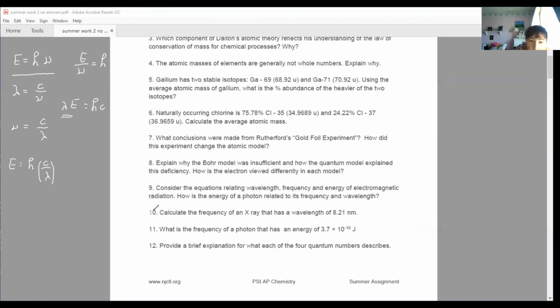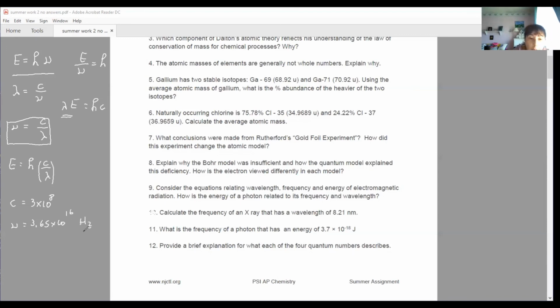Number 10, calculate the frequency of an X-ray that has a wavelength of 8.21. So you have the wavelength, so you use this equation for frequency, right? Don't forget that c is equal to 3 times 10 to the 8, okay? So for the frequency, you do c divided by lambda, and you should have a number which is 3.65 times 10 to the 16th hertz.